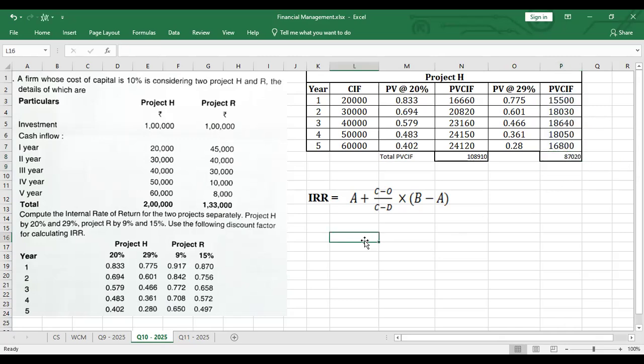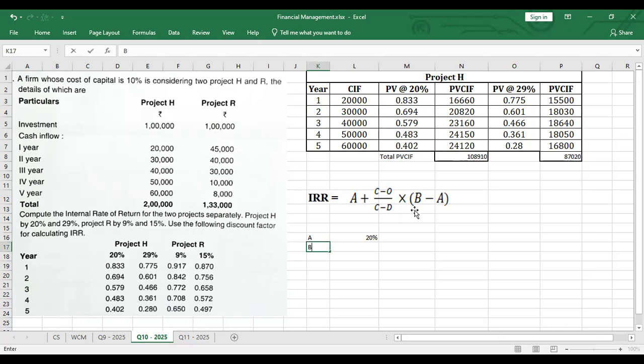Once we calculate this, then we have to apply this formula: A plus C minus O by C minus D into B minus A. Now, what do you mean by A? This is the lower discount rate. Here we have two discount rates, 20 as well as 29. So A is 20%. Lower rate is 20%.